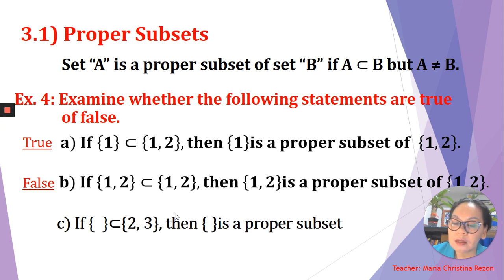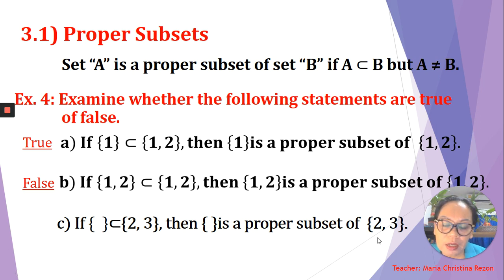If a null set is a subset of {2, 3}, which is true because an empty set is a subset of any set, then an empty set is a proper subset of set {2, 3}. Since it is a subset and they are not equal, then the statement here is true.